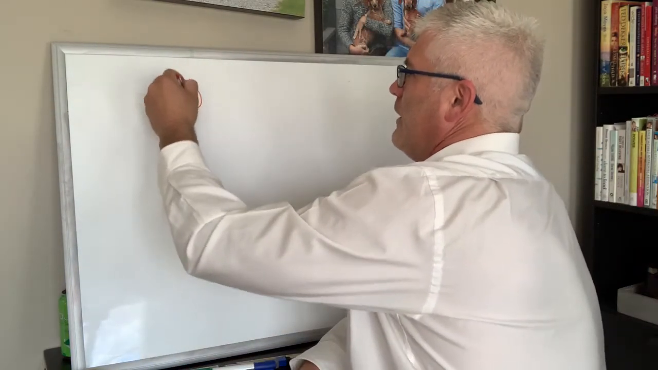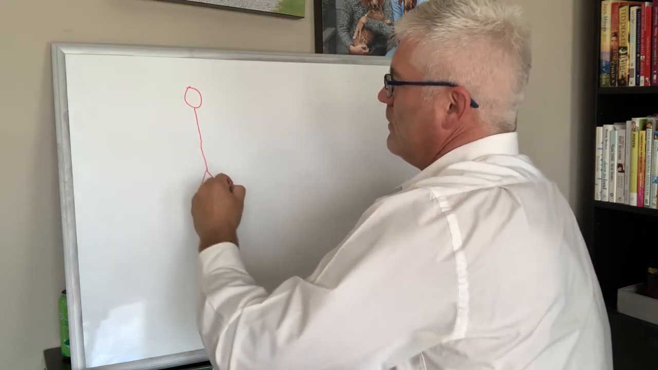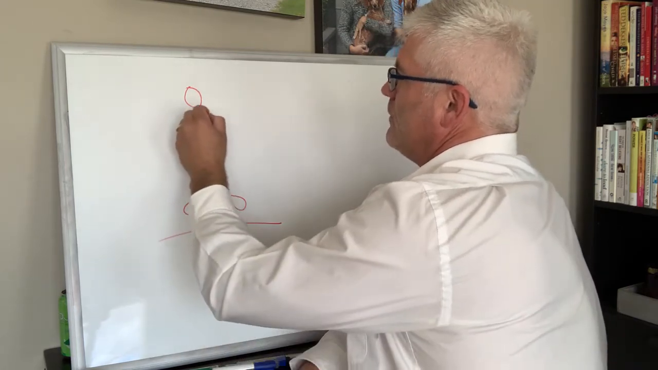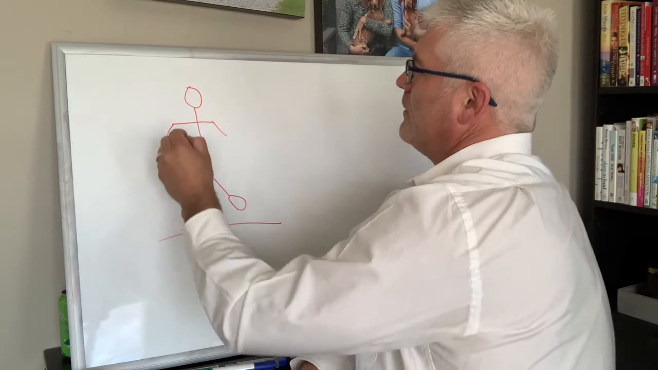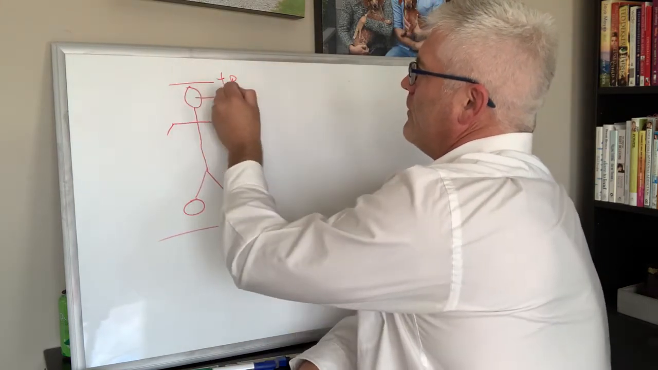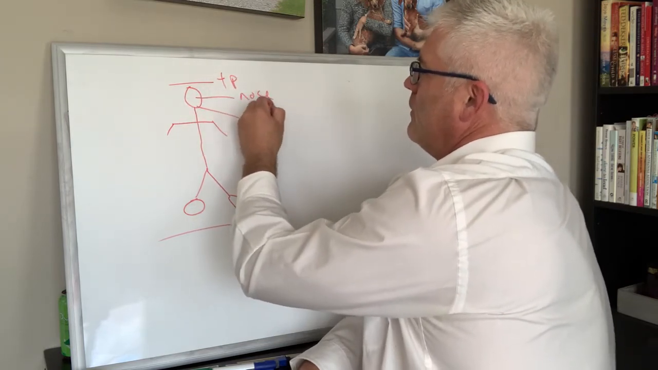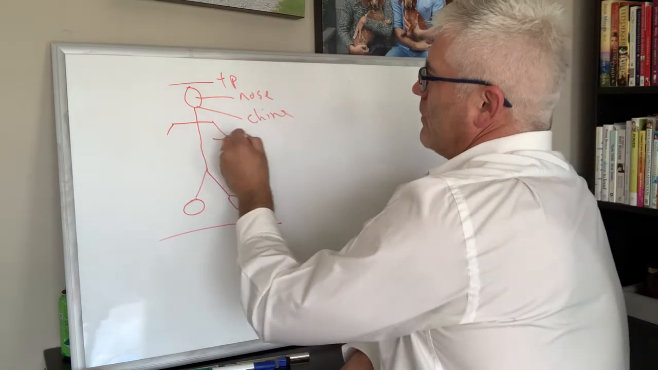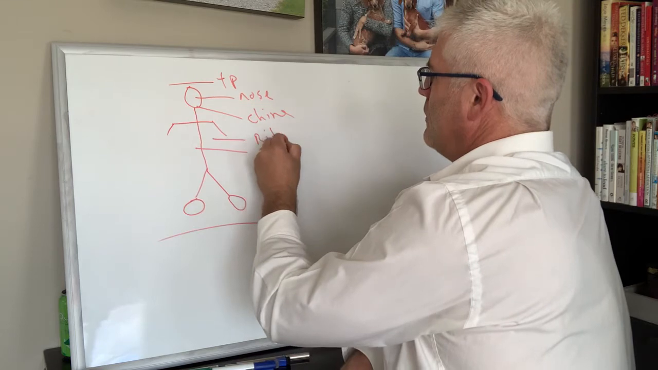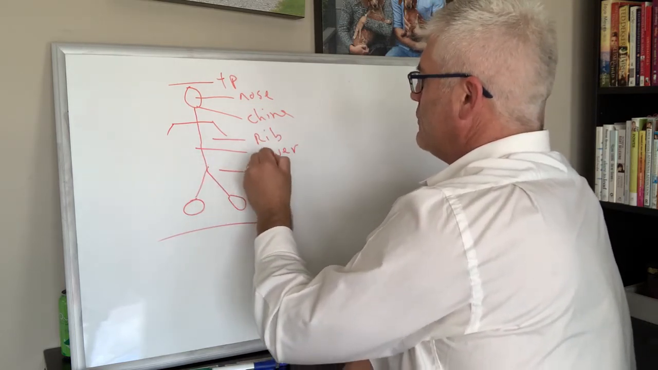So like you have your head, and then you have, I'm not a very good artist, but let's just say you have something like this. Here's a guy here. So you have this, which is the top. Then you have this, which is your nose. You have this, which is your chin. And then you have your rib. And you have your liver. And then you have your hip, your joint, we'll say.